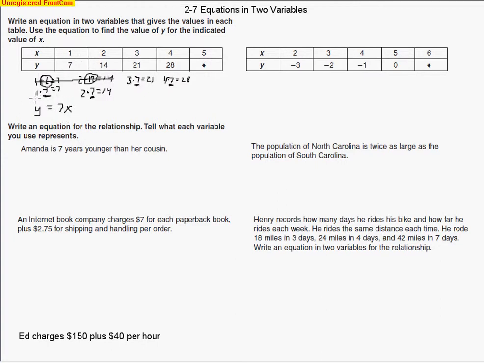So you notice that this was an x value here, this 1, and the y value was 7. And so here the x value was 2 and the y value is 14. Here the x value is 3 where the y value was 21. Here the x value is 4 and the y value is 28. So this is the equation that matches what we were doing with all of these 4 problems. So that's the first step.